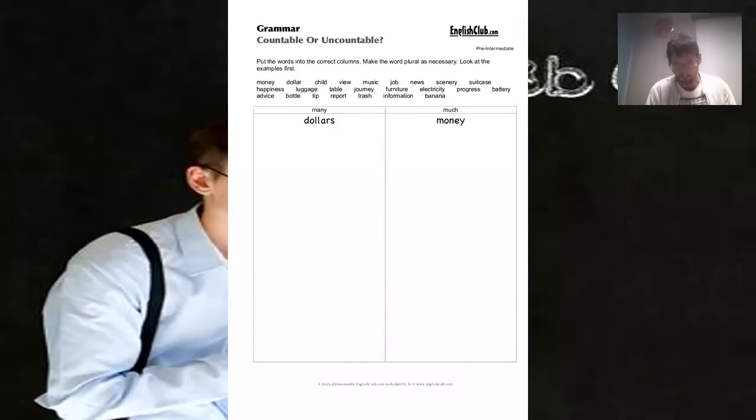Money. Now then, money. You can count a currency, dollars, pounds, euros, rubles, but you can't count money itself. Okay? There is no plural of money. So if there is no plural, it's uncountable.